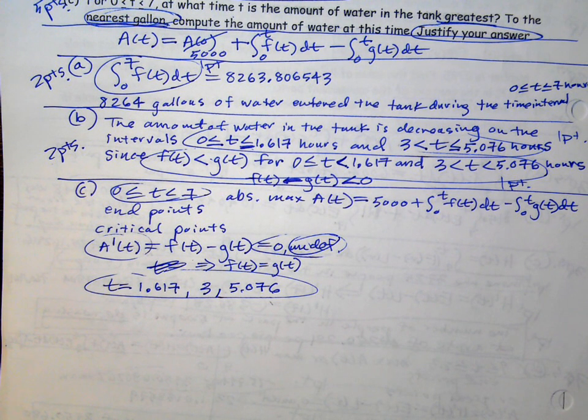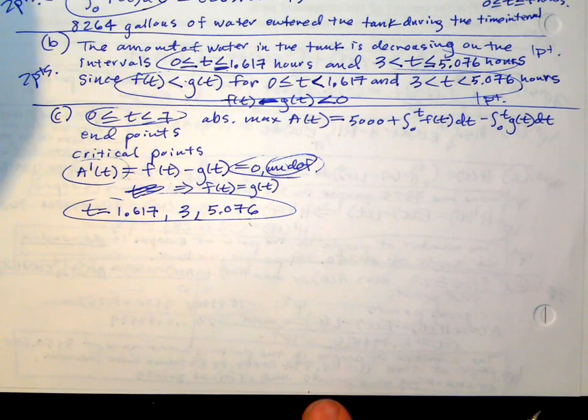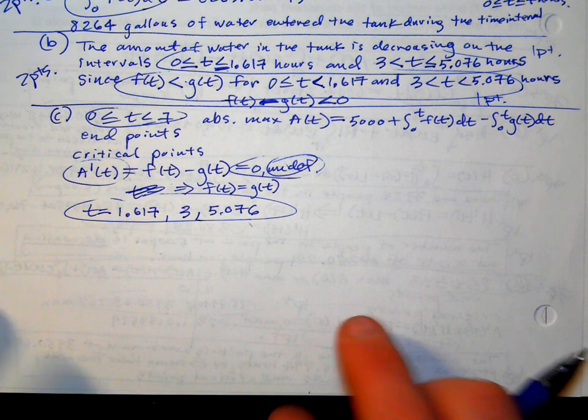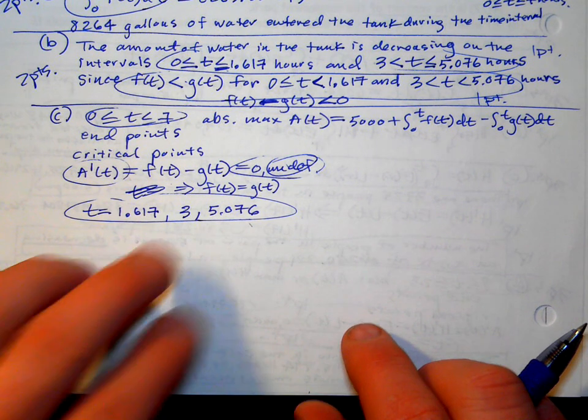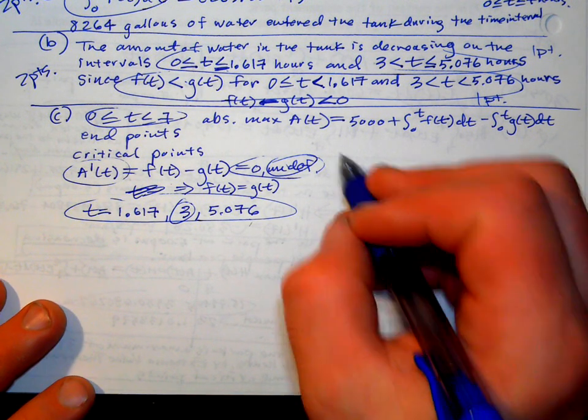Because F minus G doesn't equal anything, because G isn't even defined at 3, right? If you look at the piecewise function, G doesn't have a value at 3. So what would F minus G equal if G is not defined? So don't miss 3. So now we're going to make a table.